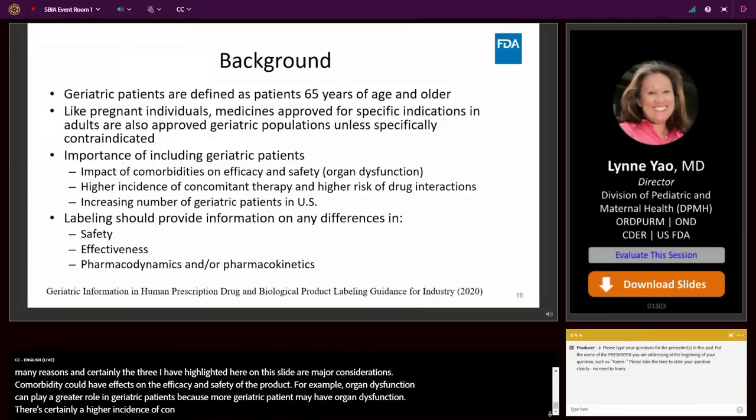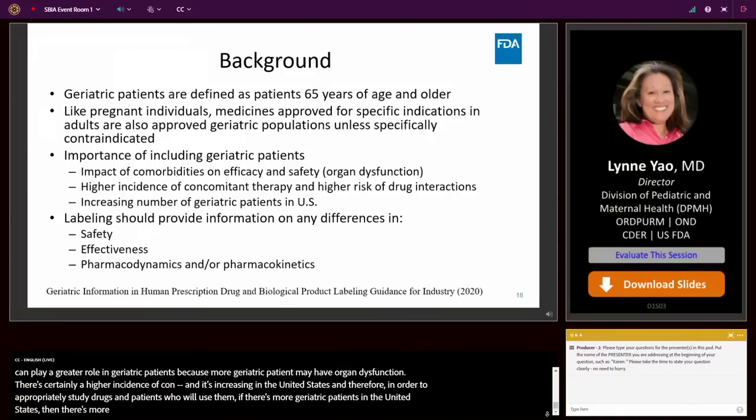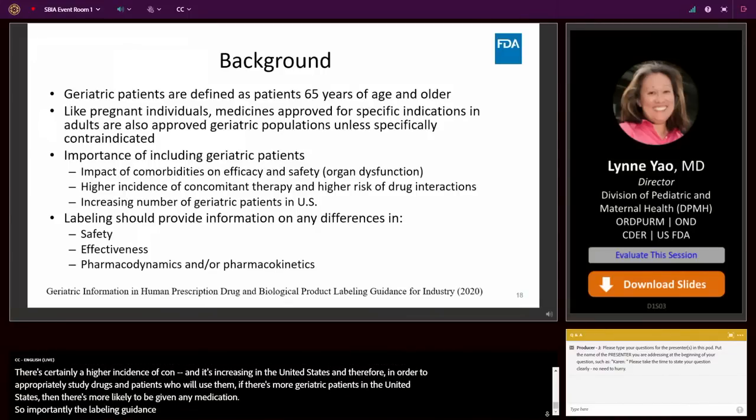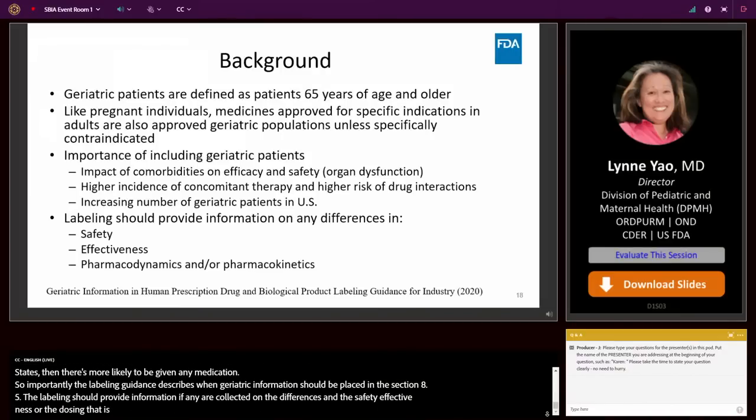And simply, the geriatric population is increasing in the United States, and therefore, in order to appropriately study drugs as patients are going to use them, if there are more geriatric patients in the United States, then there are likely going to be more geriatric patients taking any given medication. So, importantly, the labeling guidance describes when geriatric information should be placed in section 8.5. The labeling should provide information, if any are collected, on differences in the safety, effectiveness, or dosing, that is pharmacodynamics and/or pharmacokinetics, in a geriatric population compared to a non-geriatric adult population.